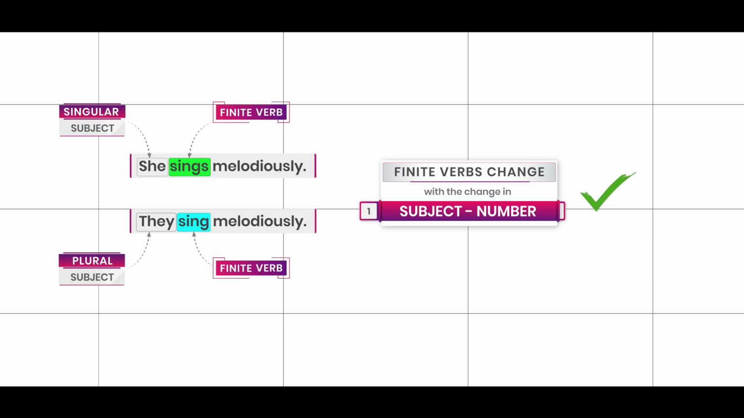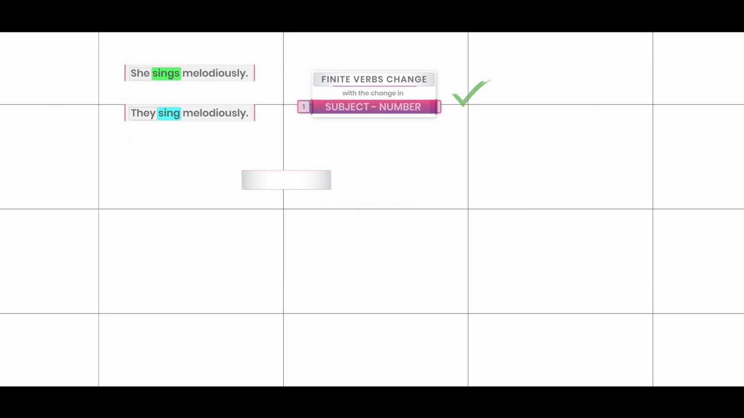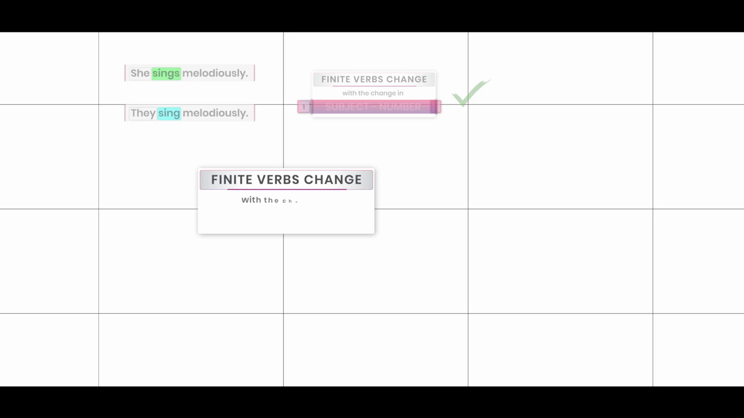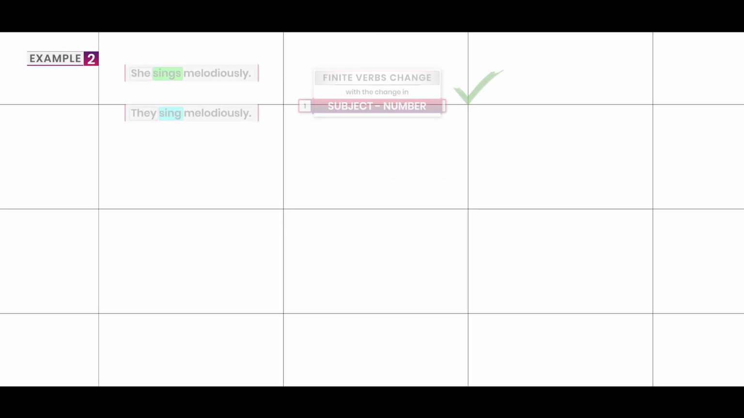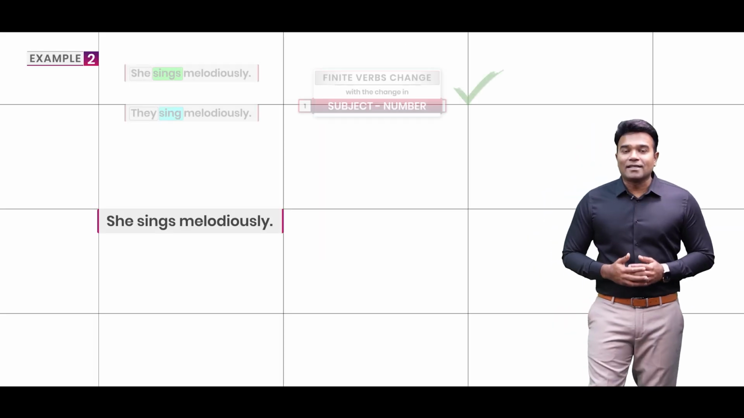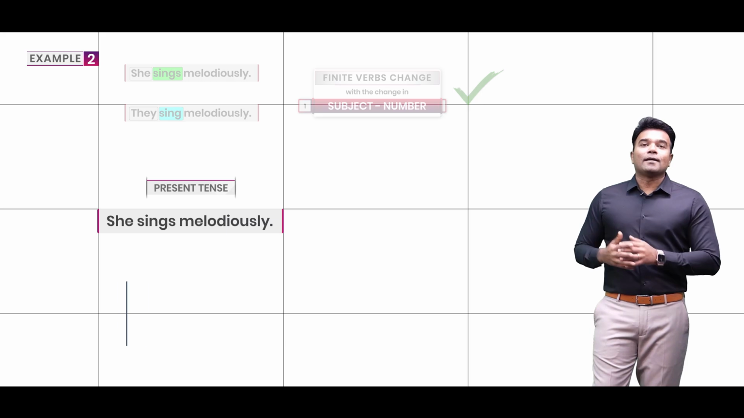But then, as you have already learned, finite verbs don't just change with the change in the subject number, they also change with the change in the tense. What I mean to say is, again, I would take the same example. She sings melodiously. Here, the sentence happens to be in the present tense.